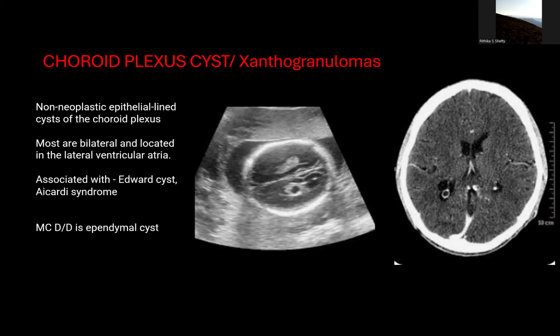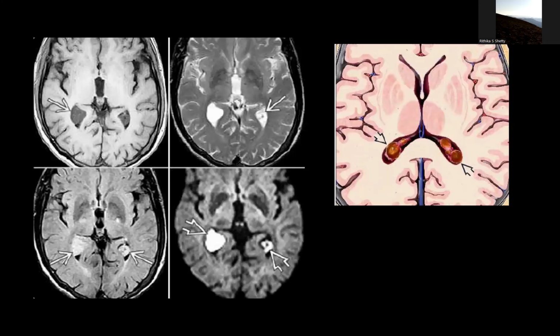DD for this is ependymal cyst, which is formed from the ependymal lining. So here again we can see in this image, this is the choroid plexus and there is a cyst originating from it. As age increases, it will be calcified. On T2 weighted image, it is hyperintense. T1 hypointense, not suppressed on FLAIR, and the twist is it also shows diffusion restriction. Remember, it also shows diffusion restriction.